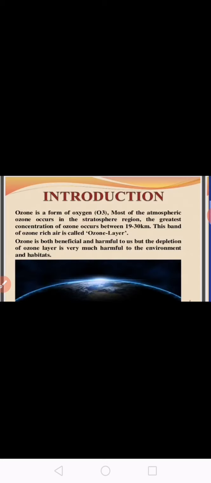Now we'll move on to the second topic, that is ozone layer depletion. Ozone is a form of oxygen. Most of the atmospheric ozone occurs in the stratosphere region, and the greatest concentration of ozone occurs between 19 to 30 kilometers. This band of ozone rich air is called the ozone layer. Ozone is both beneficial and harmful to us, but the depletion of the ozone layer is very harmful to the environment and habitats.